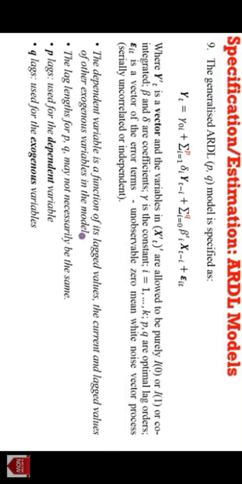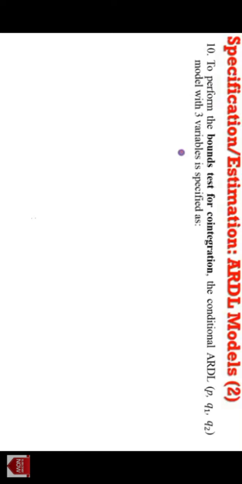Also know that the lag lengths p and q may not necessarily be the same, unlike a VAR model where you have equal lags for all the endogenous variables in the model. It's not the same under ARDL. The p and q may not take the same lag numbers. Again, the p lags are used for the dependent variable, while the q lags are used for the regressors. For you to perform the bounds test, the conditional ARDL(p,q1,q2), because I'm using 3 variables now. Again, p represents the lag orders for the dependent variable, while q1 and q2 represent the lags that the regressors will take.